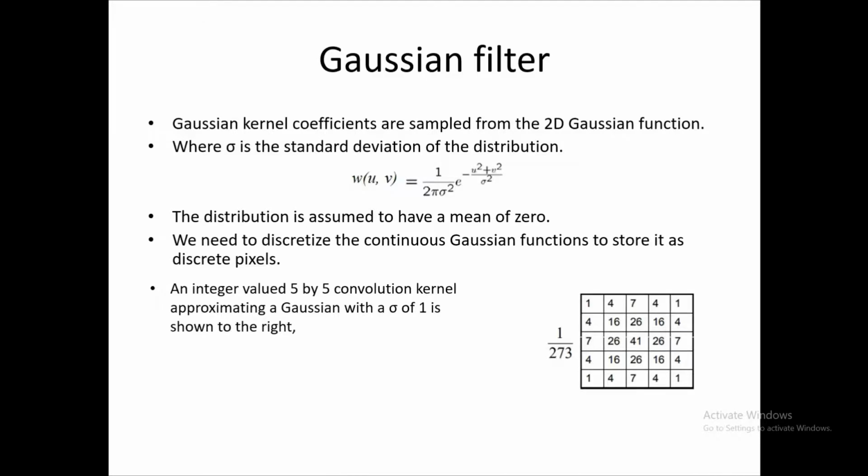And the Gaussian kernel coefficients are sampled from the 2D Gaussian function, where sigma is the standard deviation, as we discussed before, and the distribution is assumed to have a mean of 0. We need to discretize the continuous Gaussian function to store it as discrete pixels, and here an integer valued 5 by 5 convolution kernel approximating a Gaussian with a sigma of 1 is shown on the right. This is the Gaussian convolution kernel with sigma equal to 1.